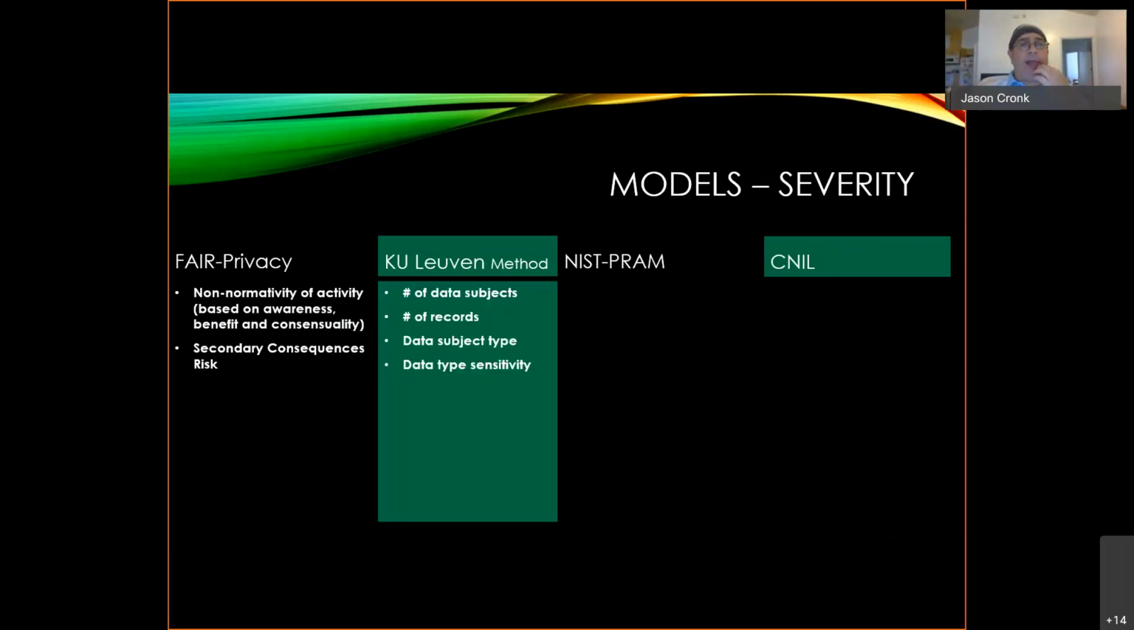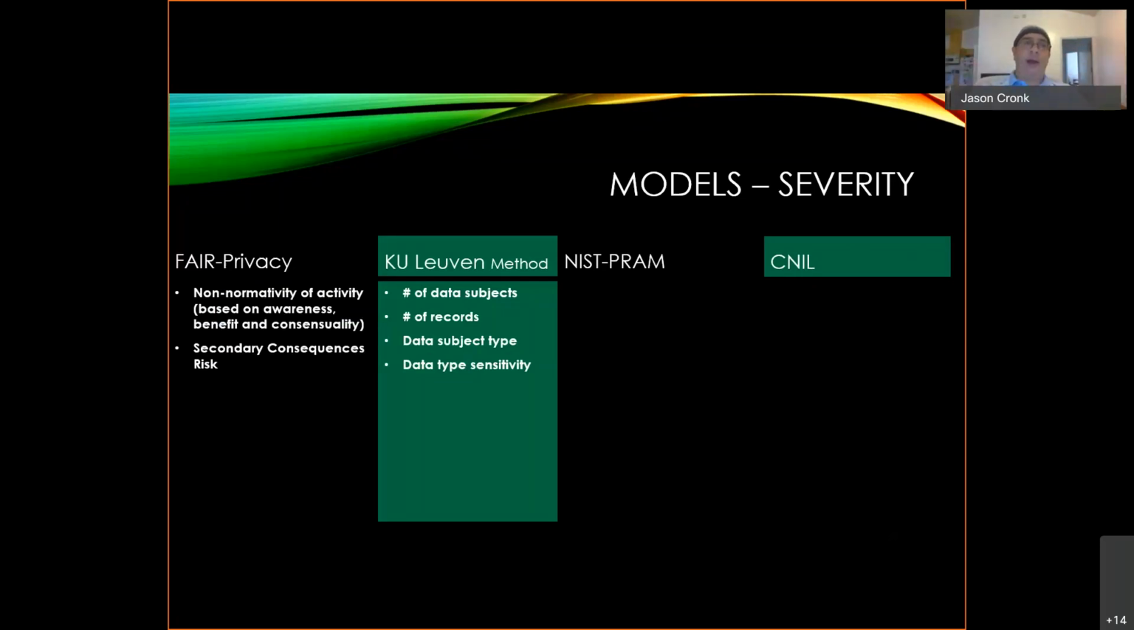The Kaulufa method uses 4 distinct measures of severity, or 4 distinct factors going to severity. And you'll notice they're very distinct from FAIR privacy. This is where they start to diverge. Because this method is very data-centric, they look at the number, this is just kind of a volume aspect, the number of data subjects and the number of records. So we're trying to take apart volume.